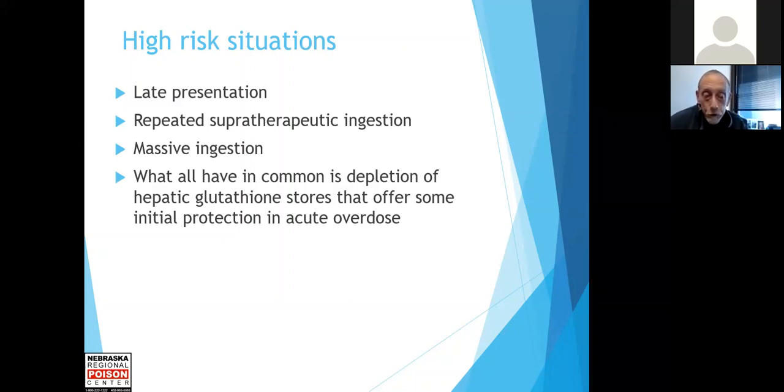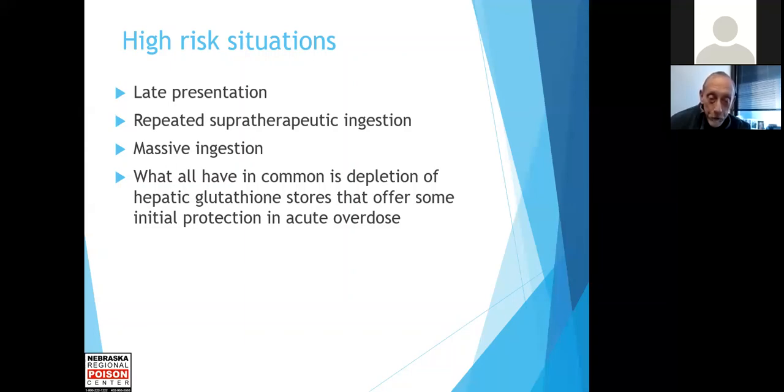So who are the really high-risk patients? Number one are the late presenting patients. For whatever reason, if they present the next day, that person is much higher risk, because that inflammatory process set in motion by reaction of the reactive metabolites with liver proteins, that's been going on for a while. They're at much higher risk for serious liver injury. Repeated supratherapeutic ingestions, they're also at high risk. And of course, the massive ingestions.